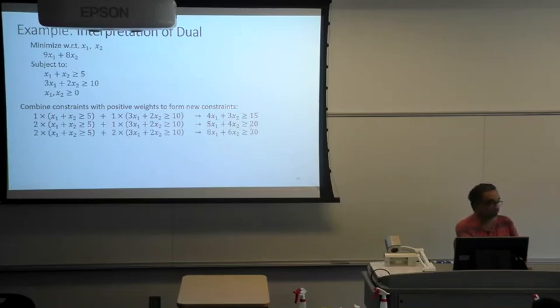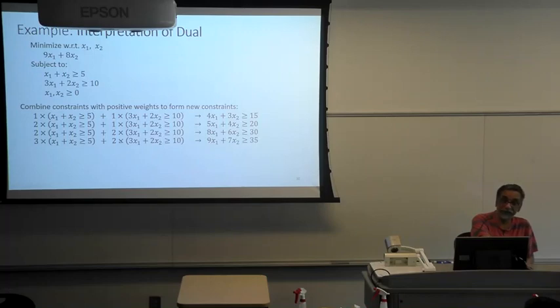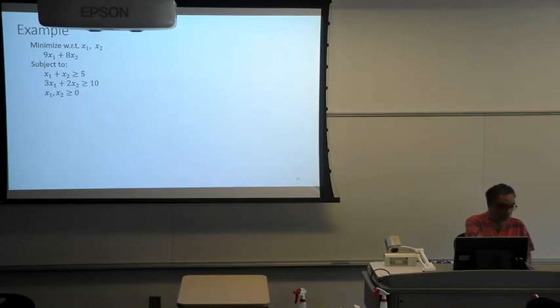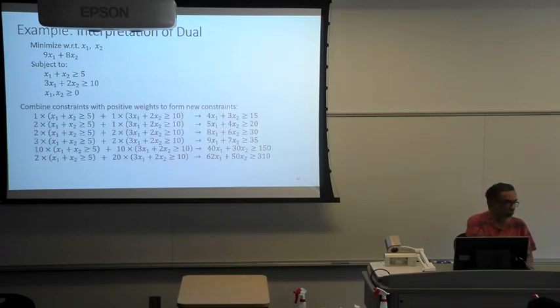And I can get any number of other constraints. But mind you, these weights can never be negative. Why? Because this greater than or equal to would change. It would become a less than or equal to if I have a negative. So these weights must be positive. And I can freely keep on forming an infinite number of new constraints. Now, why should I be doing this?